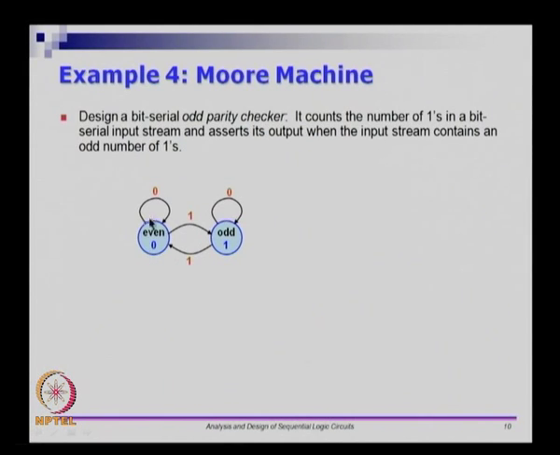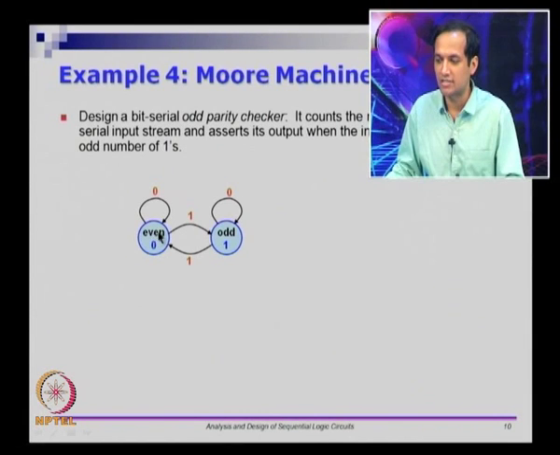So you start with, if you do not have any inputs at all, then there are an even number of ones because there are 0 ones, right. So that is an even number of ones, you start from there. If you keep getting 0, it is not changing the number of ones, so you stay in that state itself. The moment you see a 1, you have seen an odd number of ones, and if you keep seeing 0, you will just stay in the odd state. In odd number of ones, if you see more zeros, it is not changing the parity, it will stay there itself, but the moment you see another 1, then you go to even number of ones.